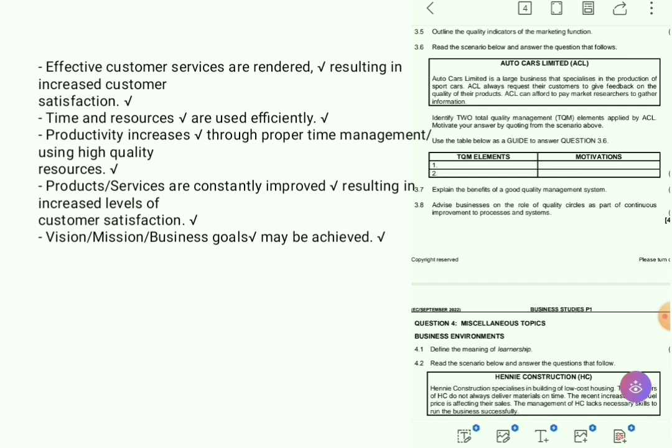Explain the good quality management system. Yeah, that's it. Exactly. Good quality management system.